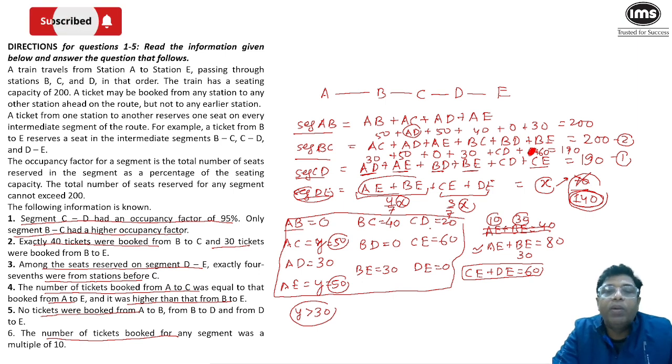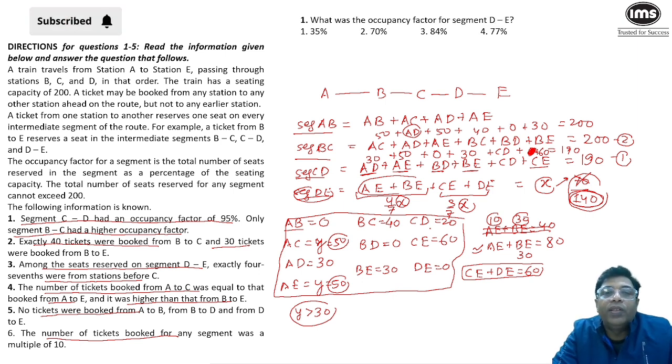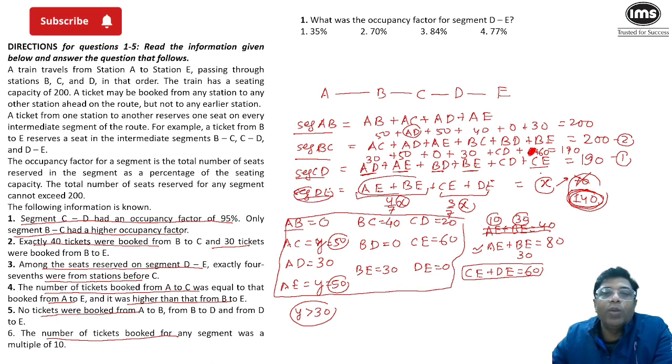So let's look at them one by one. Let's look at the first question. What was the occupancy factor for segment DE? So I think DE reserved seats are 140 out of 200. So occupancy factor has to be 70%. So for question number 1, we can clearly say option 2 is going to be the correct answer, 70%.